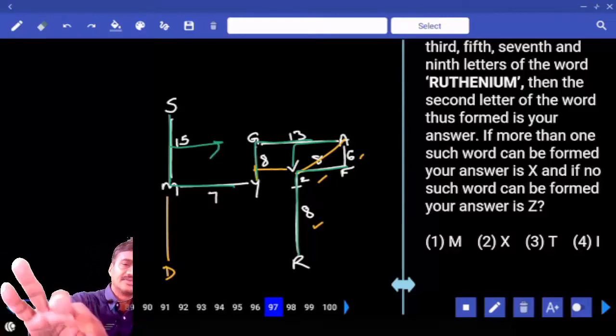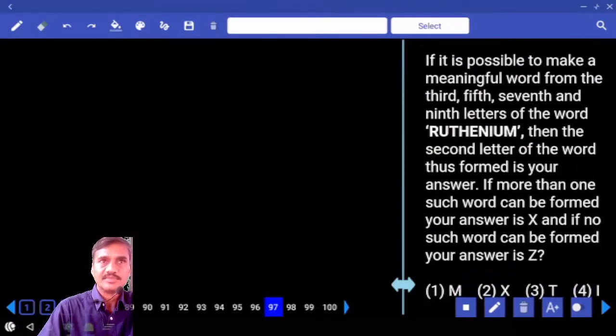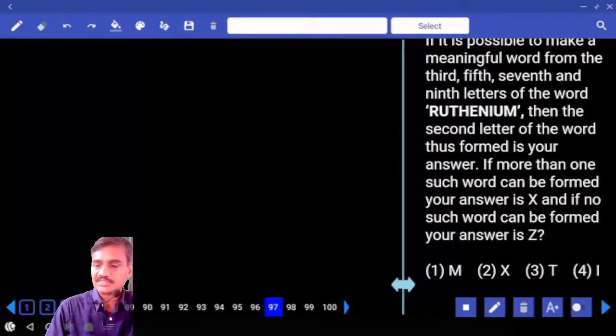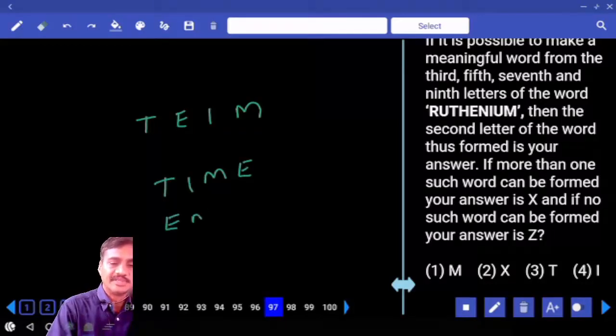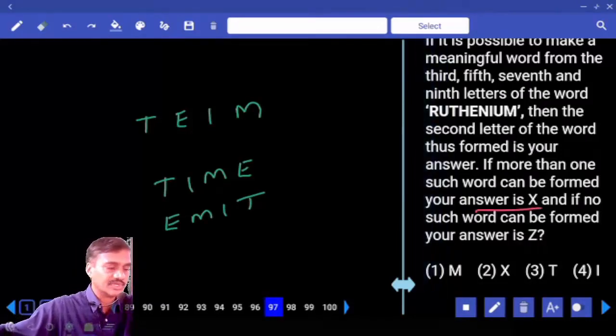Then next, 97. Now in this 97, word formation. If it is possible to make a meaningful word from 3, 5, 7, 9, with the help of these 4 letters, what is the word that can be formed? Time. Time is the word that can be formed. Next, emit, E-M-I-T, emit. So there are more than one such word. Then more than one word, X is your answer, choice 2, 97.